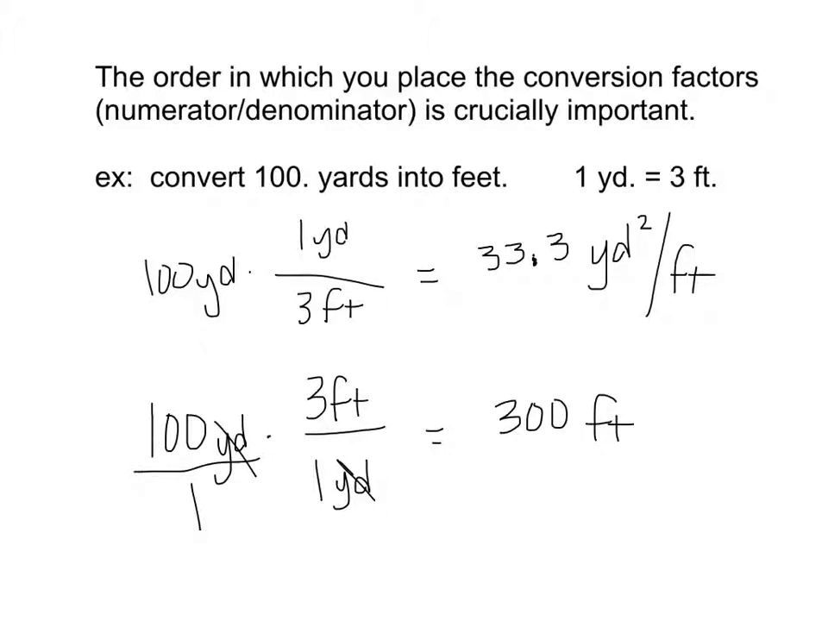Now, if you stop and think about this logically, which one makes more sense? Think of a football field. Is a football field more apt to be 33 feet long or 300 feet long? Well, the obvious choice is 300. And so hopefully you can see how this illustrates that even though those fractions are equal to 1, it does matter which one is the numerator and which one is the denominator.